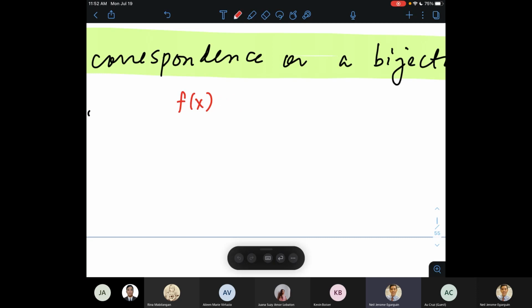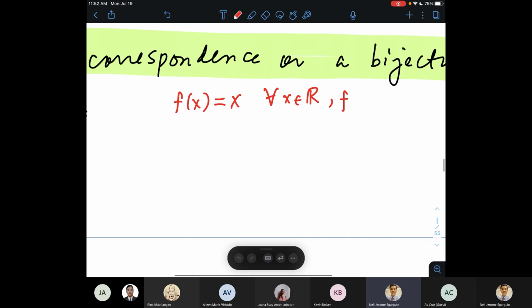I think this is an easy example. f of x equals x for all x in R. And let's say f is considered to be a function from R to R. Okay. Now let's check being monic.